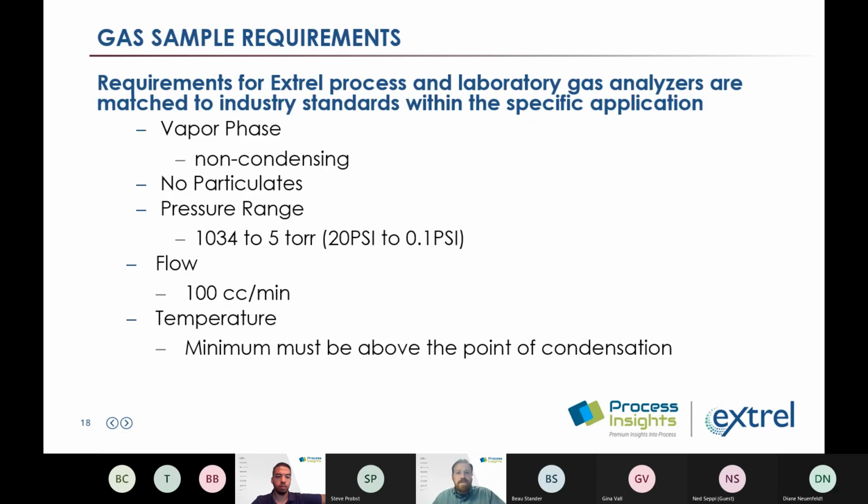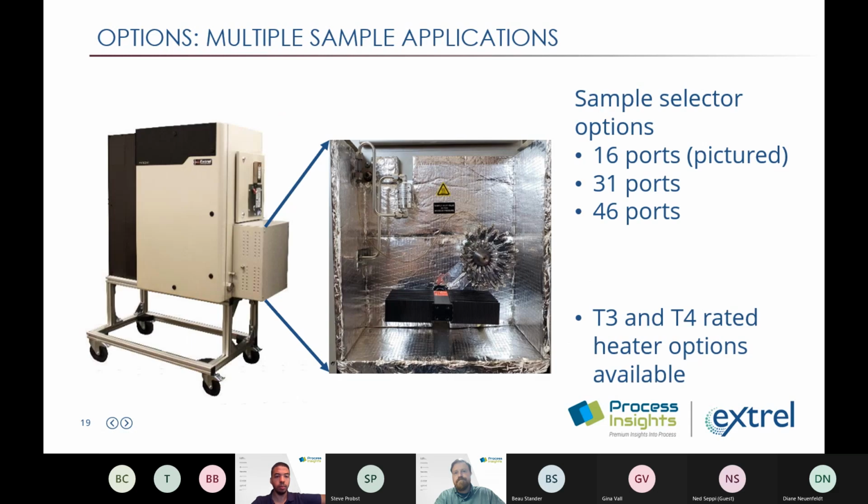Sample condition requirements are pretty typical in this application for a gas analyzer. We want it to be free of particulates. We want it to be free of condensing compounds. On this slide, we can actually see a picture of the inside of that sample selector box. And what you see here is, first off, it's heated. So we configure our sample selector for these applications typically to be above 125 C. Make sure we don't have any cold spots as part of the analyzer's installation.